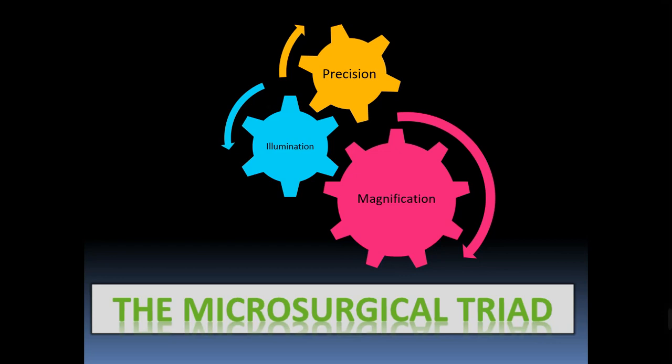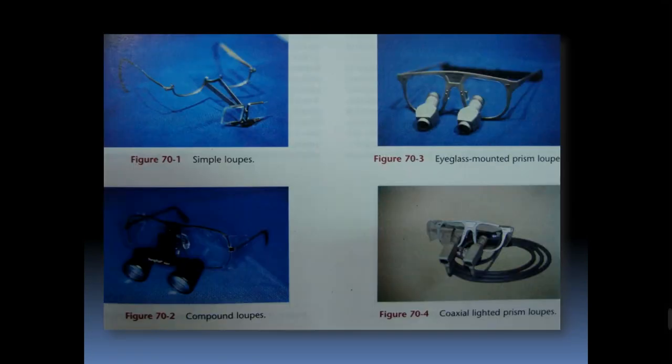Now, there is something called the microsurgical triad, which is the combination of precision, illumination, and magnification. The first and primary magnifying devices used in dentistry are loupes. They can be classified into simple loupes, then compound loupes, and then the more advanced coaxial lighted prism loupes.